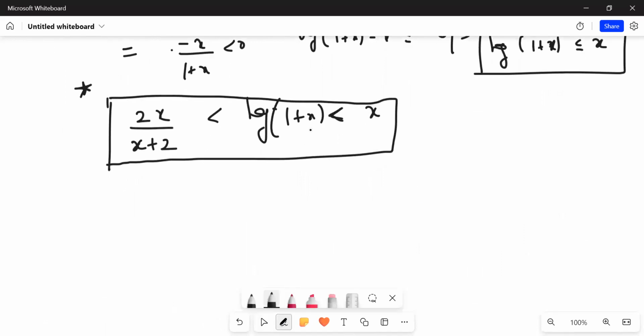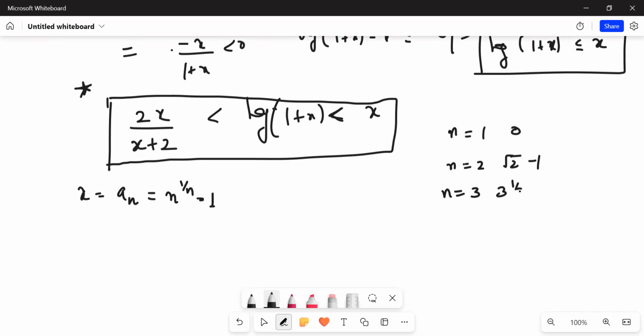Okay, now just for the time being, consider x is equal to a n. Now instead of x, I'm writing a n. And what is a n for me? a n is n to the power 1 by n minus 1. And remember n to the power 1 by n minus 1, what will it be? You just see at n equals 1, it is equal to 0. At n equals 2, this will be root 2 minus 1. At n equals 3, this will be 3 to the power 1 by 3 minus 1. At n equals 4, it will be 4 to the power 1 by 4 minus 1, and so on and so forth.